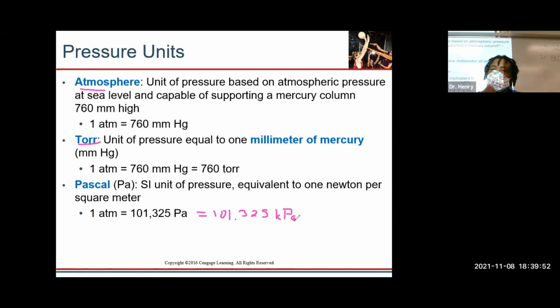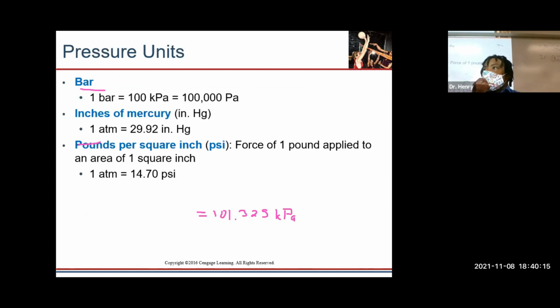Okay, so a Pascal is described as being the equivalent of 1 Newton, which is force, over square meters. So remember, it's force over area that pressure equals. Okay, do you think you're done? There's more. There's the bar.